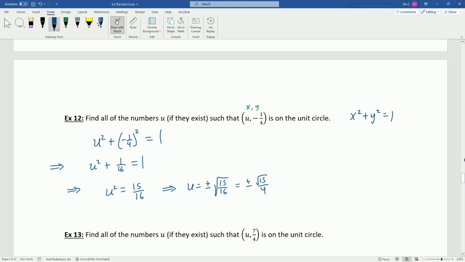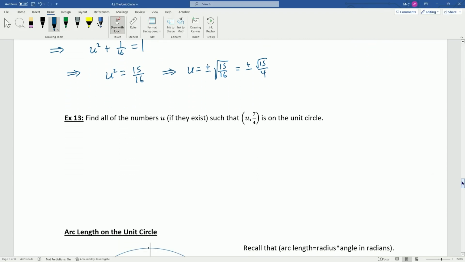Okay, and example number 13. Find all of the numbers u, if they exist, such that u, 7/4 is on the unit circle. And I'm going to demonstrate two ways to think about this one. Because the first thing is that if we understand what the unit circle is, then the answer is actually really, really immediate here. So remember, the unit circle is a circle with radius 1.